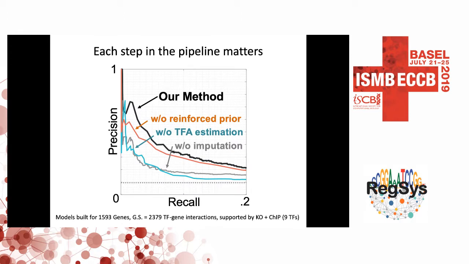What we did once we had our pipeline set up was we were able to turn off each part of the pipeline, so we could see how the method performed if we didn't reinforce with the adaptive lasso, if we didn't use transcription factor activity estimation, or if we didn't impute. And you can see that here in this context, each step does matter.